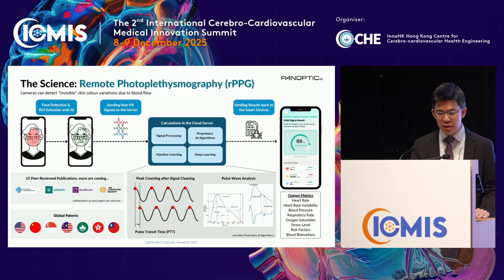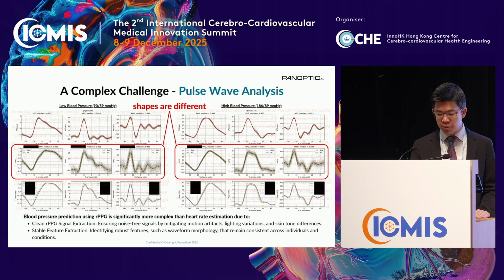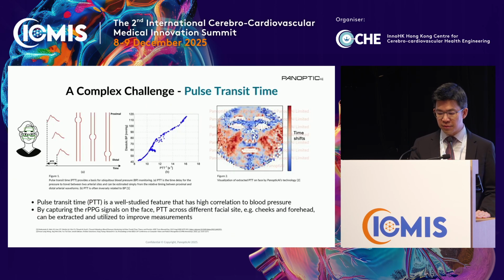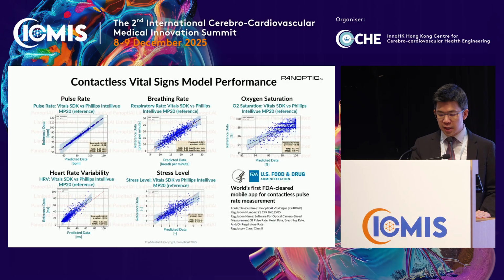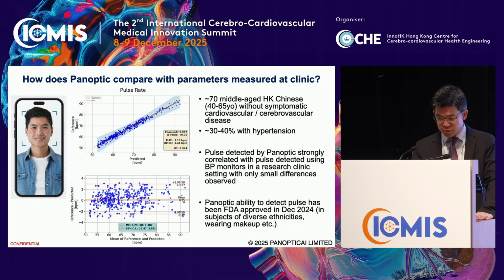I won't go into the background in too much detail, but you can imagine a lot of AI algorithms, machine learning, to come up with these different outputs, and of course imaging and analyzing the pulse wave analysis, and the pulse transit time as well, and hence you can see how this works in terms of the different biometric monitoring, and the FDA clearance of the pulse rate.